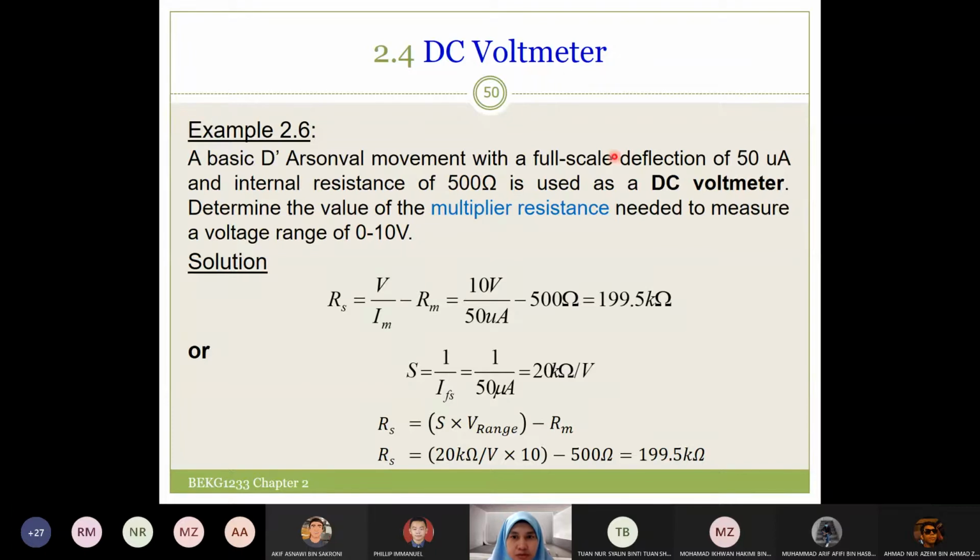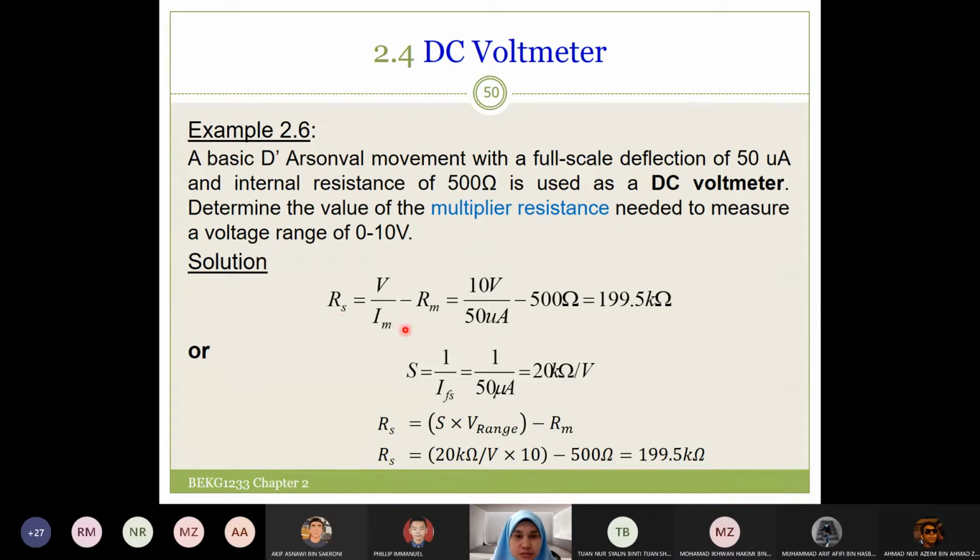Okay, so this PMMC is used to design a DC voltmeter. PMMC is a built-in DC voltmeter. PMMC will create a DC voltmeter with the addition of RS. Determine the value of the multiplier resistance or RS needed to measure a voltage range of 10 volts.